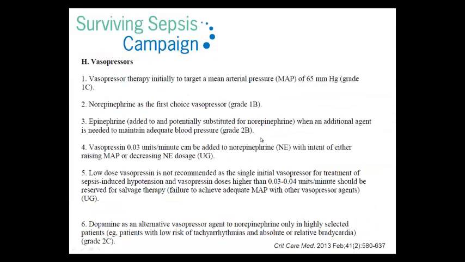This is the Surviving Sepsis guidelines, and you guys probably know this, but now epinephrine is your second-line pressor. You guys know this, right? So all the residents will freak out when you tell them to use epi instead of neo because they love neo, but it's supposed to be epinephrine.